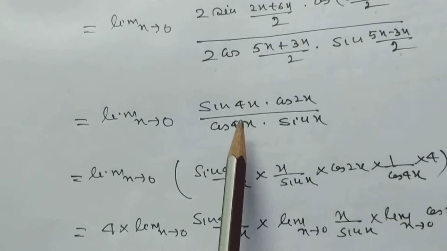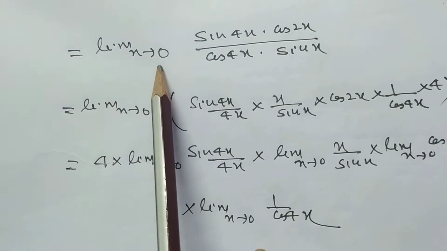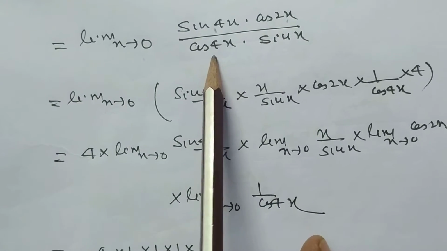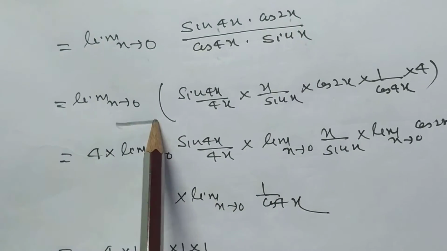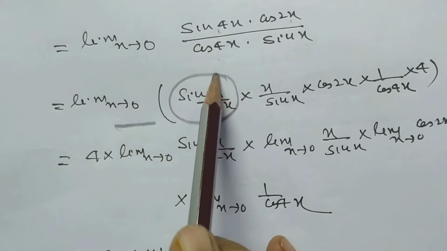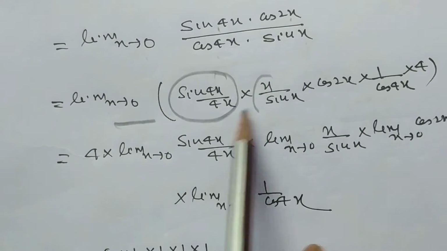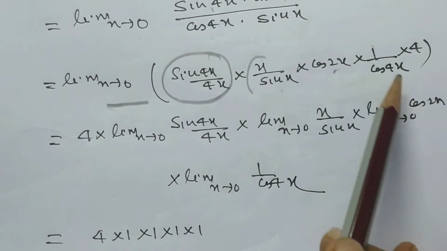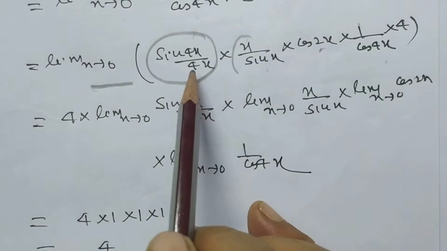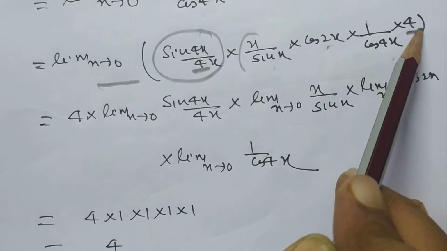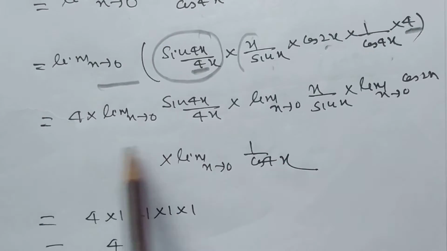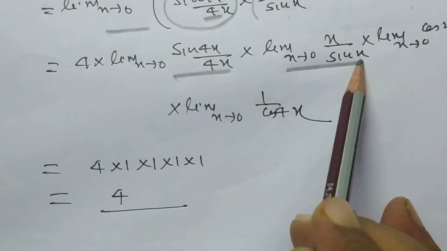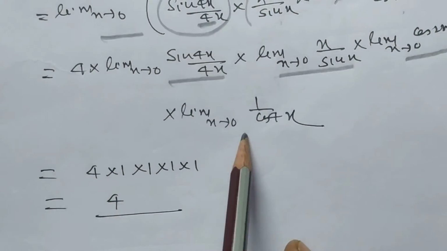So, my dear student, now after solving, we have limit x tends to 0, sin 4x into cos 2x divided by cos 4x into sin x. You can write sin 4x by 4x divided by sin x by x, with a factor of 4, into cos 2x, 1 by cos 4x. Now applying limit theta tends to 0, sin theta by theta, it will be 1, and each such limit will be 1.